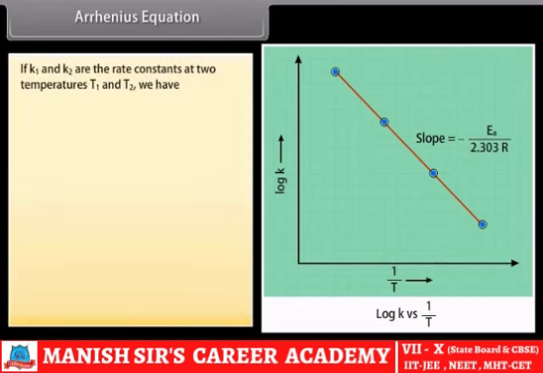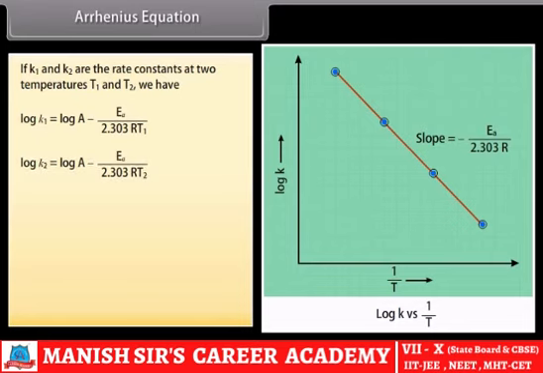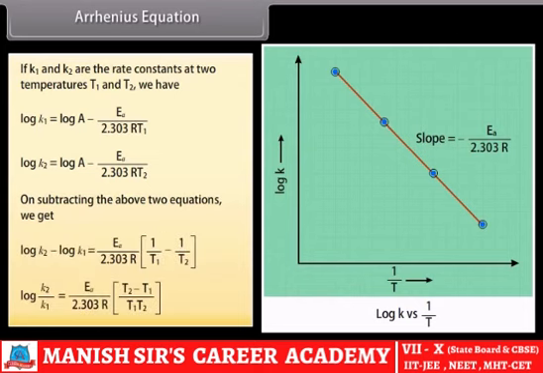If k1 and k2 are the rate constants at two temperatures T1 and T2, we have log k1 = log A - Ea/2.303RT1. Log k2 = log A - Ea/2.303RT2. On subtracting the above two equations, we get log(k2/k1) = Ea/2.303R multiplied by (T2 - T1)/(T1 T2).